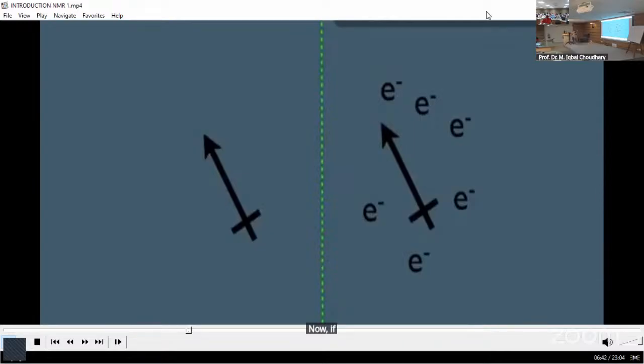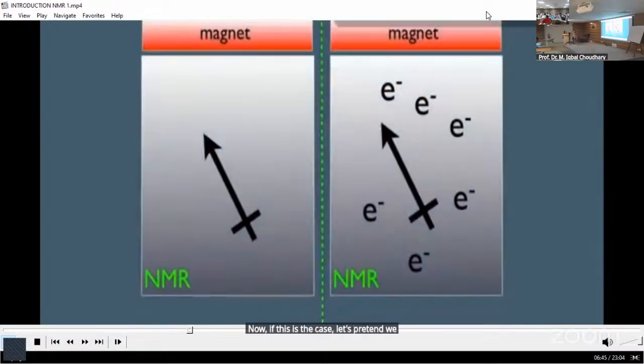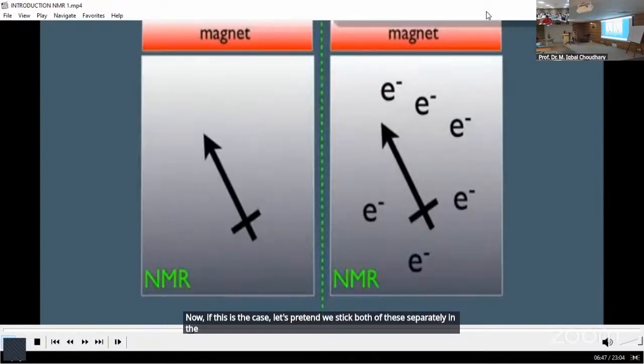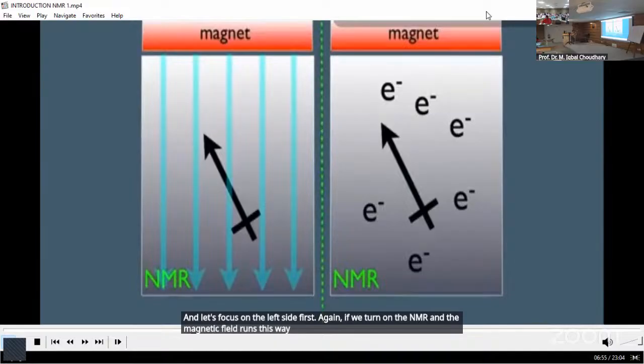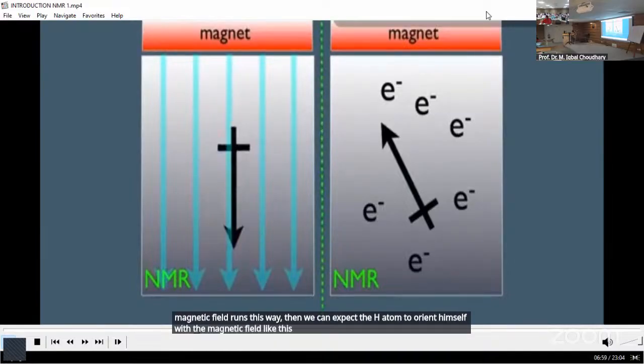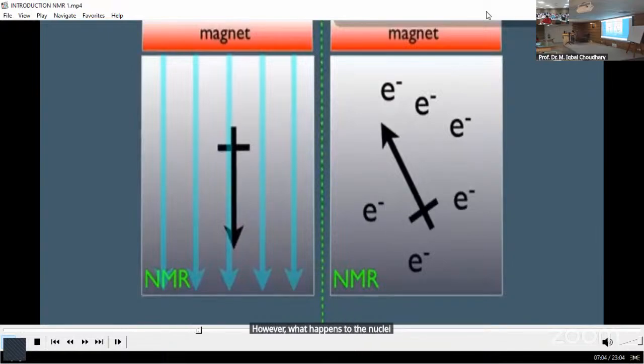Now, if this is the case, let's pretend we stick both of these separately in the NMR machine. And let's focus on the left side first. Again, if we turn on the NMR and the magnetic field runs this way, then we can expect the H atom to orient himself with the magnetic field like this. However, what happens to the nuclei on the right? How do the electrons change things here?